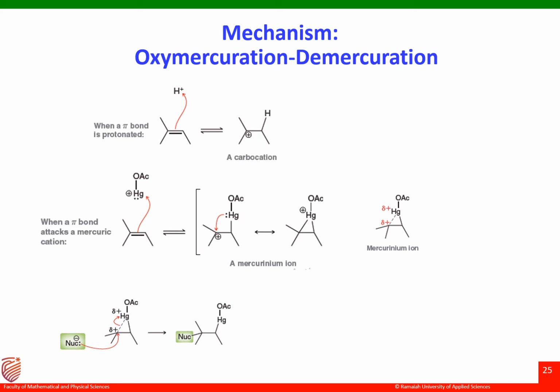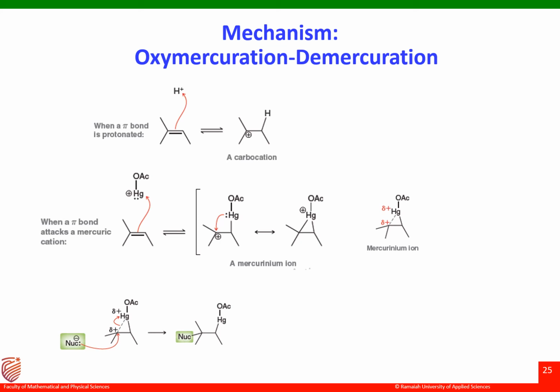Still one more step has to be carried out, and that is demercuration. Demercuration will happen, leading to the formation of an alcohol as the end product. So the more substituted carbon atom bears a greater positive charge rather than a fully positive charge.